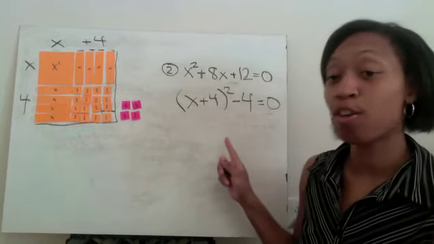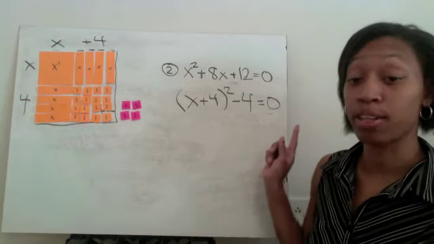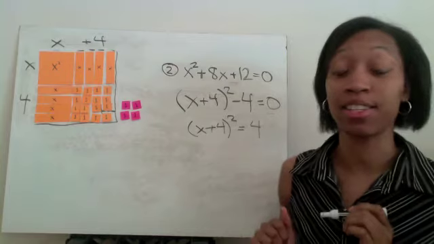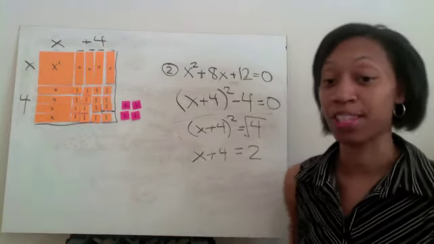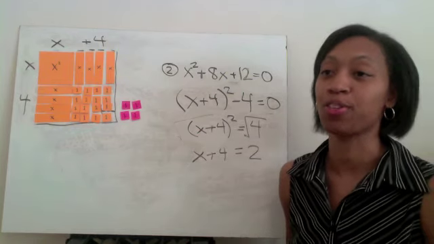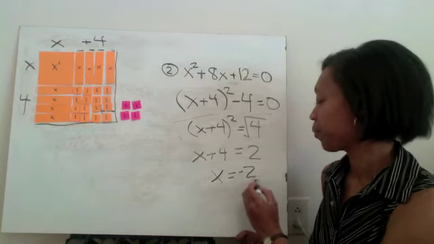Alright, so now I can solve from here by adding 4 to the other side, taking the square root of both sides, subtracting 4 to the other side for the final answer of x equals -2. Great!